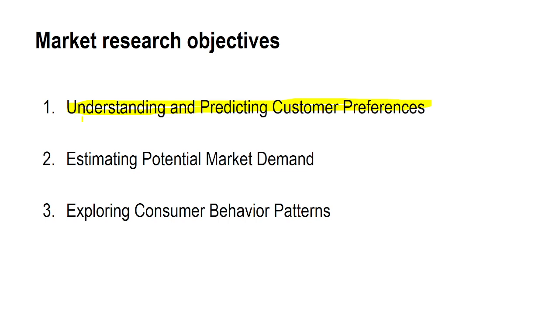The next objective is examining or estimating potential market demand. So the next objective of market research is estimating potential market demand. This objective involves assessing how much of a product or service customers are likely to purchase in the future. These estimations can be derived from historical sales data, market trends, and consumer feedback, which we will become familiar with in the next chapters.